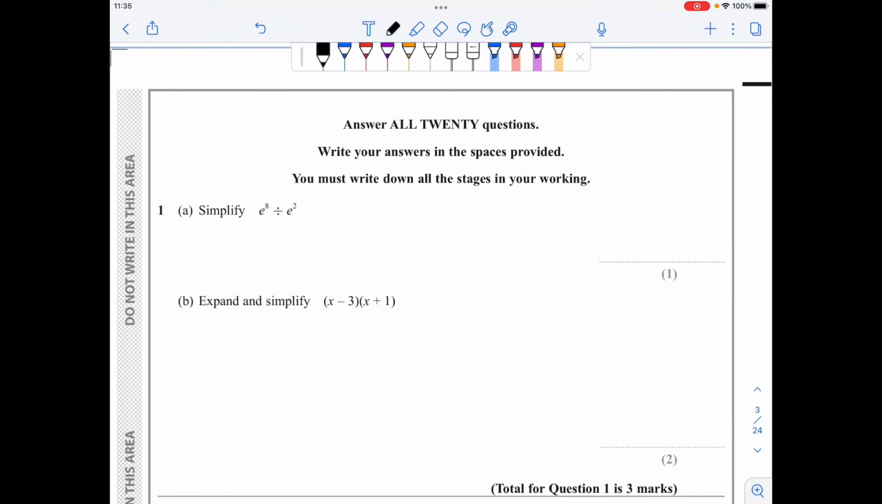In question 1 part A, you have division, so you'll need to subtract the two powers. This will give you e to the power of 6. In part B, expanding will give you x squared minus 3x plus x minus 3. And if you simplify, you get x squared minus 2x minus 3.